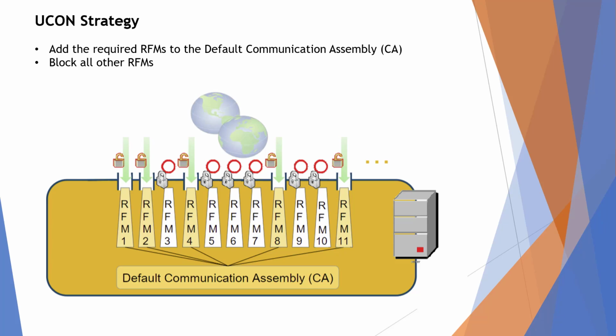The whitelist provided by UCON is called the Default Communication Assembly, or CA. As mentioned, once you determine the RFMs you want to allow, you can add those to the CA. Everything else will get blocked once you activate the final phase in UCON. On the next slide, we'll look at the UCON deployment approach and the 3 different phases.